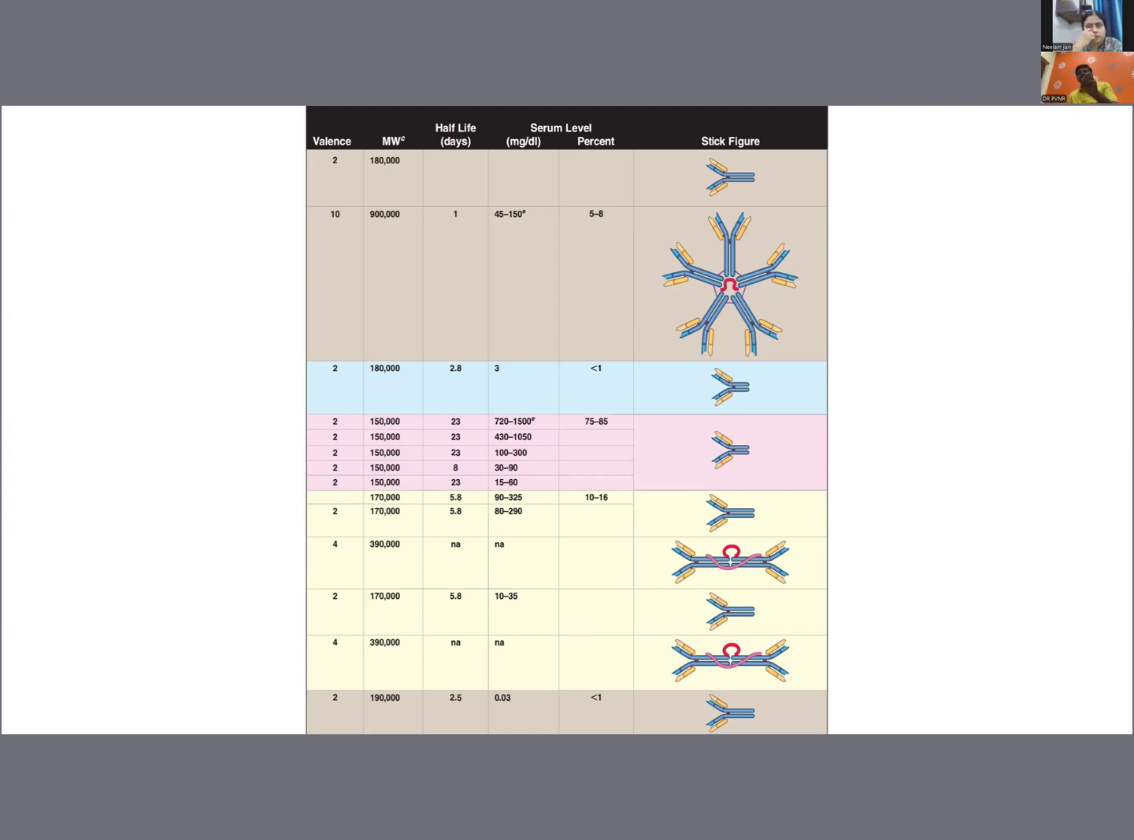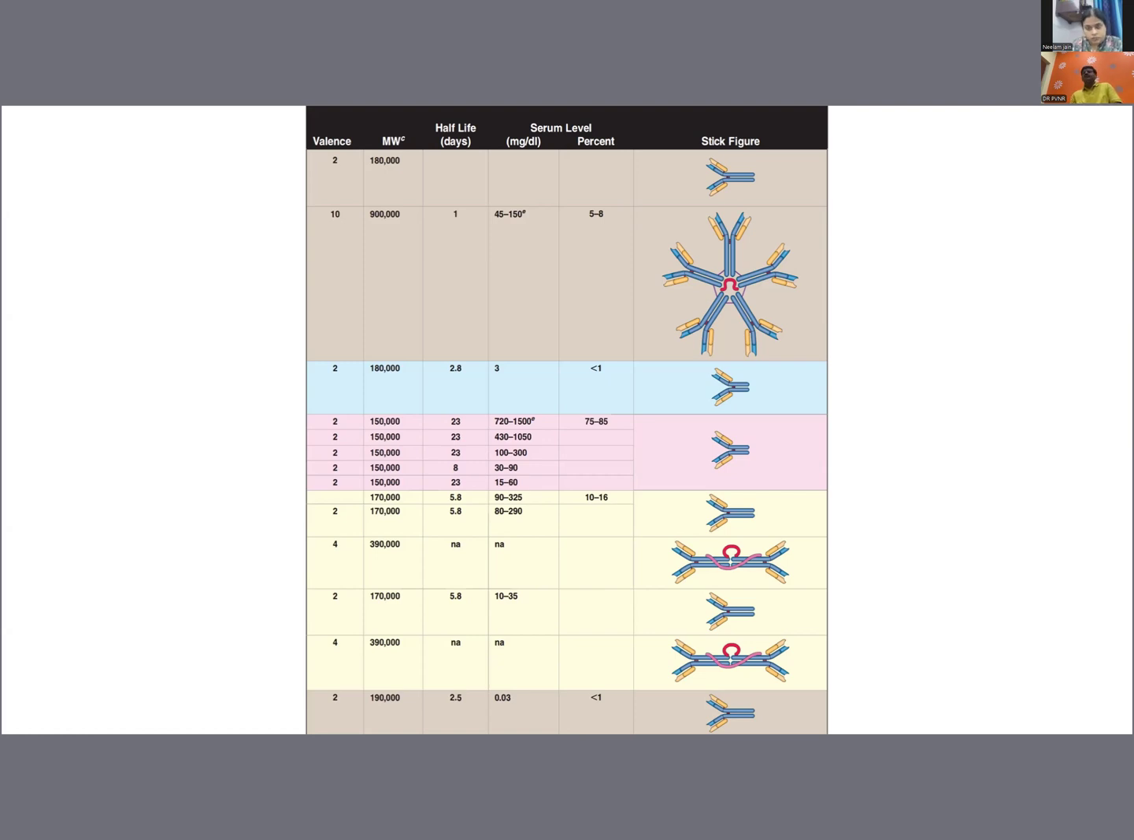Okay, so there are 5 classes of immunoglobulins or antibodies. Now you forget antibody. From now onwards, I call them immunoglobulins. There are 5 types of immunoglobulins. Again, I'm repeating, the mnemonic is GAME-D. Immunoglobulin G, immunoglobulin A, immunoglobulin M, immunoglobulin E, immunoglobulin D. G for gamma, A for alpha, M for mu, D for delta, E for epsilon.